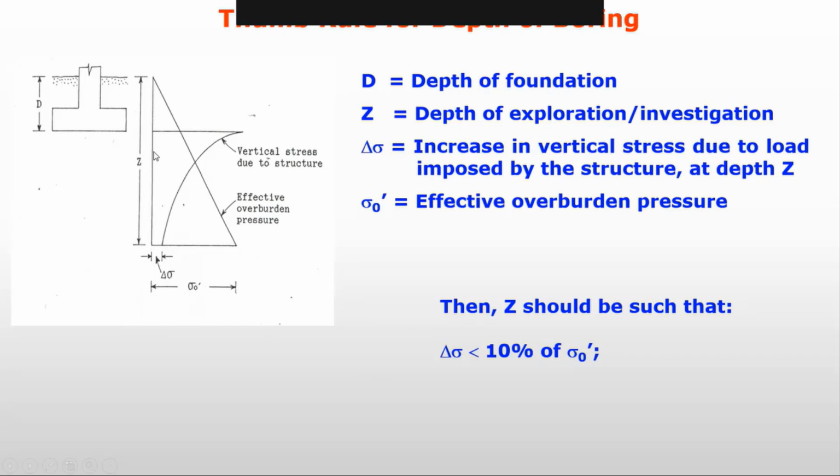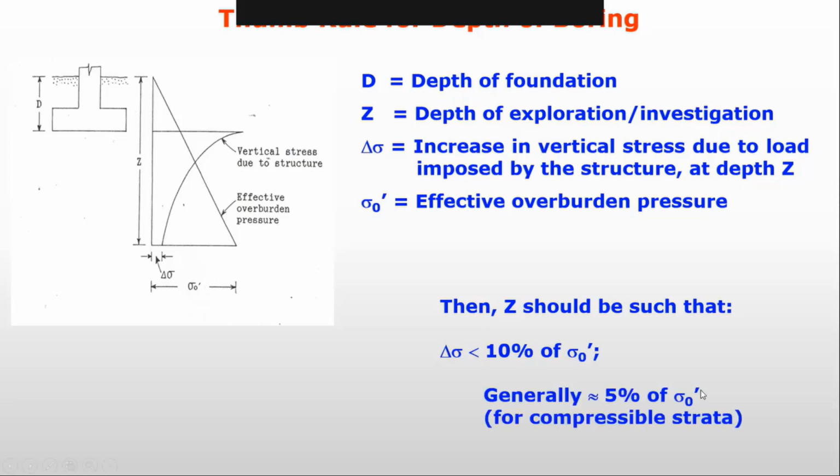This is a thumb rule criterion for deciding how deep I have to take a bore and find out whether this area is sufficient to take both the loads together at this location or not. In case it is not possible, then you have to go further deep. And for weaker soil, sometimes we keep this only 5%, because the capacity of weaker soil to take load remains low. Generally 5% of sigma 0 dash for compressible strata.